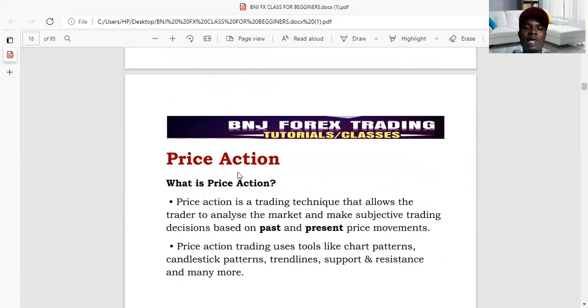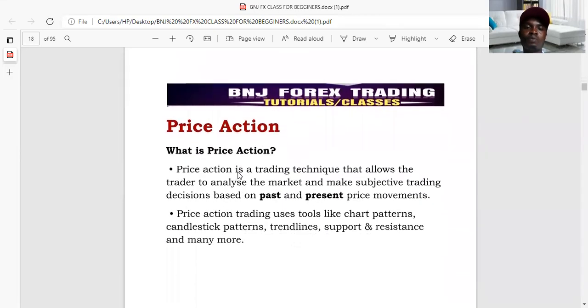Let's see price action. What is price action? Price action is a trading technique that allows the trader to analyze the market and make subjective trading decisions based on past or present price movements.